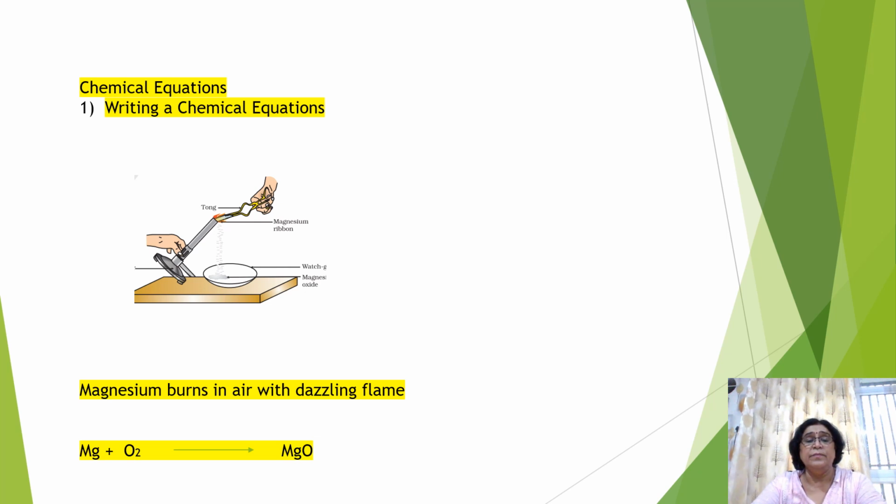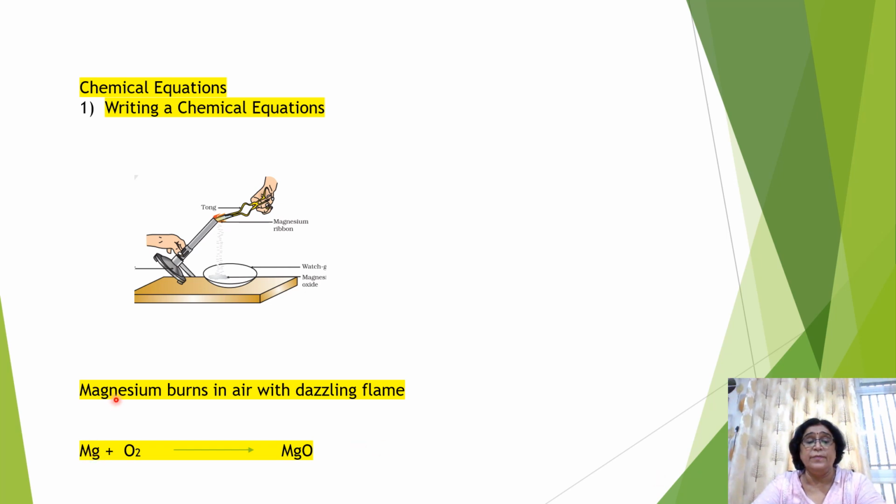The burner magnesium ribbon, he's holding a magnesium ribbon with a pair of tongs and heating it. So when you heat magnesium ribbon in the presence of oxygen, then it gets burnt, and it gets converted to ashes. These ashes are getting collected in the watch glass. So magnesium has converted to magnesium oxide.